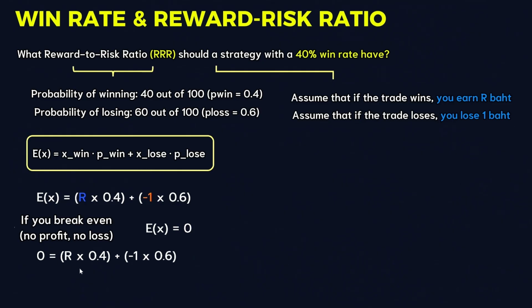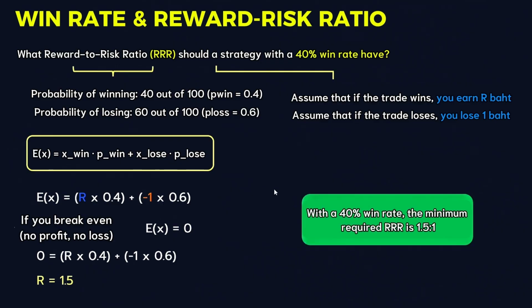Now remember what we learned earlier. If the expected value equals 0, we break even. We neither make money nor lose money. So we set the equation equal to 0 and solve for R. The answer is R equals 1.5. What does that mean? It means that if your trading strategy has a 40% win rate, you'll break even with a reward-risk ratio of 1.5 to 1. Therefore, if you want to make money with a 40% win rate, your reward-risk ratio must be at least 1.5 to 1, or even higher.